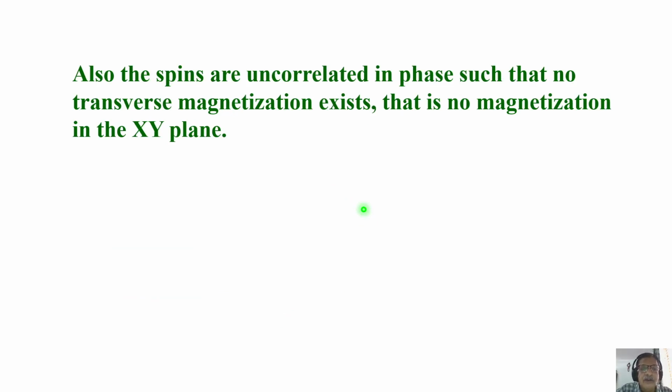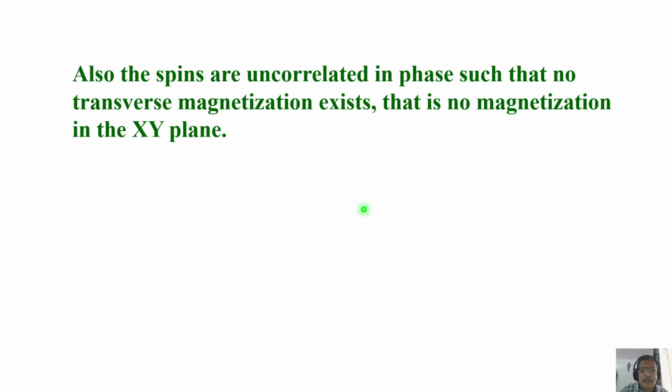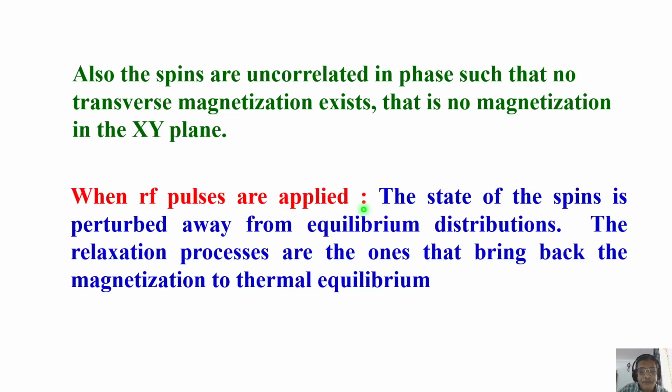Now, also the spins are uncorrelated in phase, especially in the transverse plane. That is also true. We discussed that all the spins in the transverse plane get uncorrelated. We also discussed this long back. There is no net magnetization in the XY plane. That's true, because conceptually we discussed this long ago.